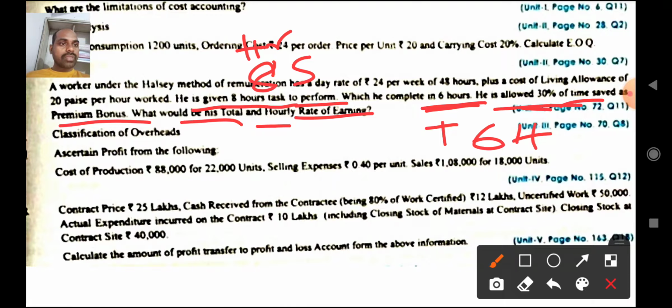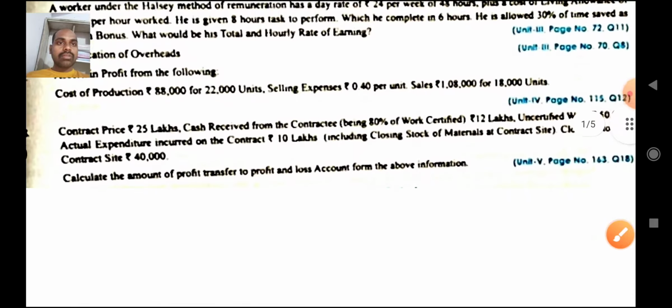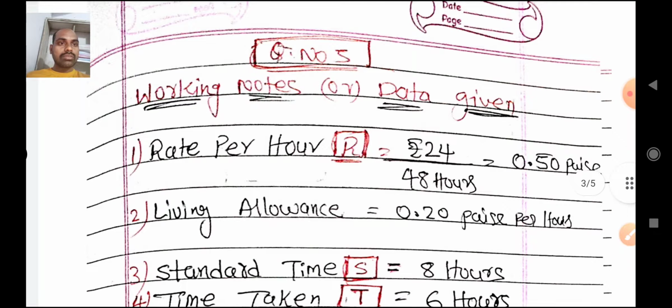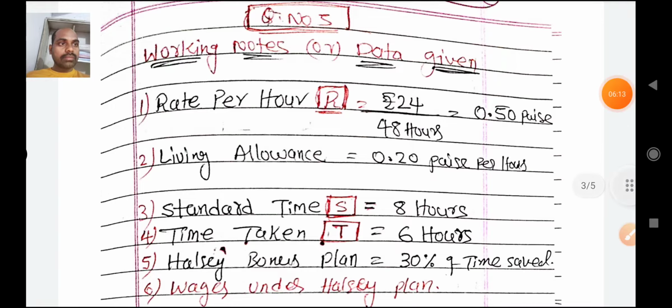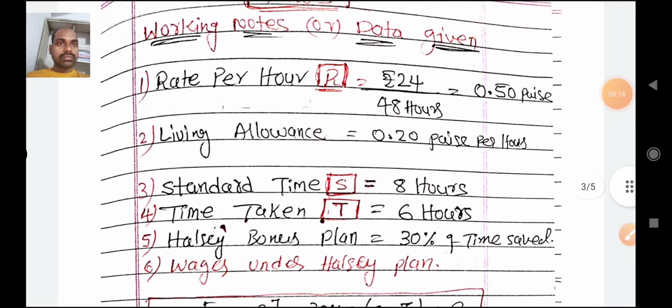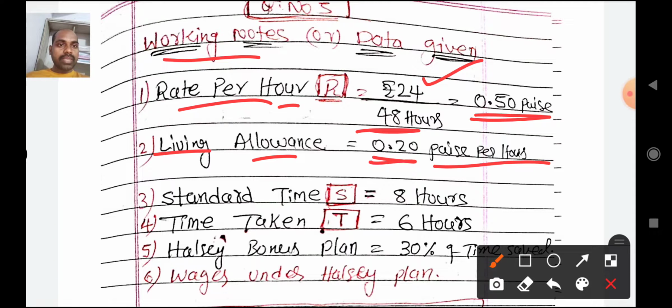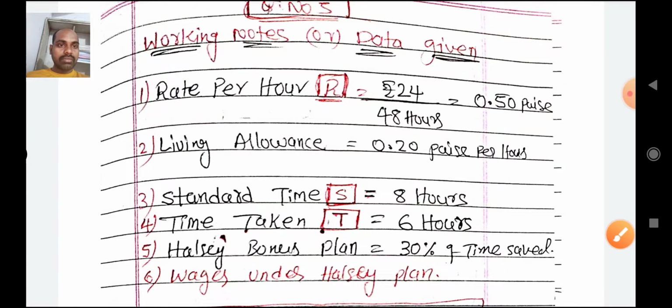We need to calculate. So we did a similar thing in the long questions. Now we need to do it as a short question, only Halsey plan. In long he will ask 2-3 methods. So question number 5. See, notes are data given. Rate per hour 24 rupees we are getting for 48 hours. So per hour it is 0.50. Living allowance 0.20 paise per hour. Standard time 8 hours. Time taken T 6 hours. Halsey premium plan 30% of time saved. It is given in the question, so we are taking that only.